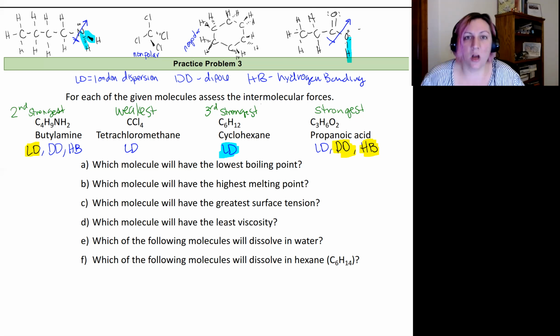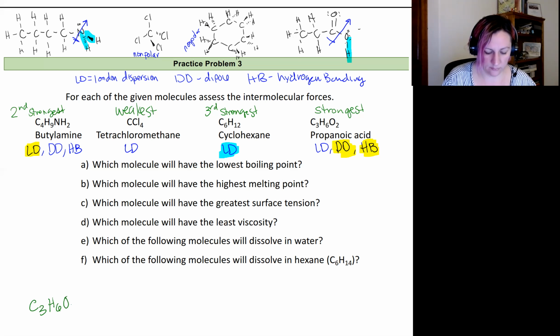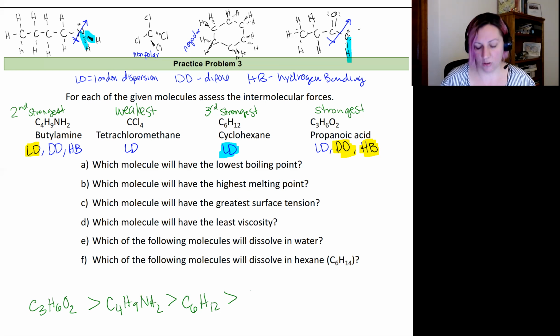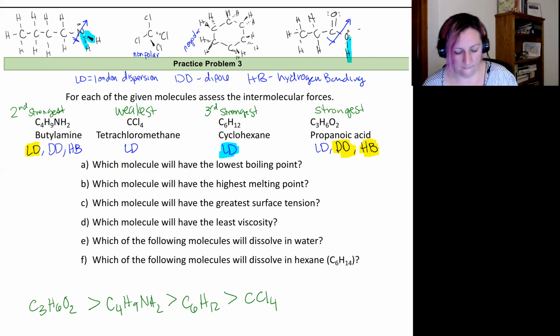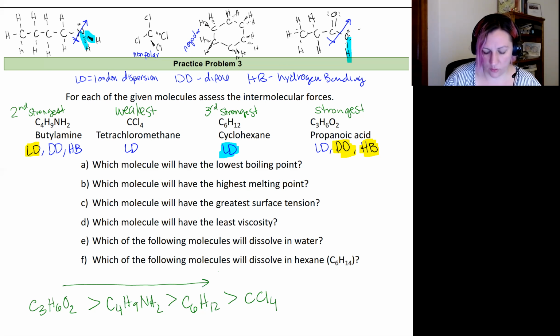So we kind of go from strongest to weakest. So I'll write this out down here at the bottom: my propanoic acid is going to have stronger intermolecular forces than my butyl amine, which will have stronger forces than my cyclohexane, which will have stronger forces than my tetrachloromethane.